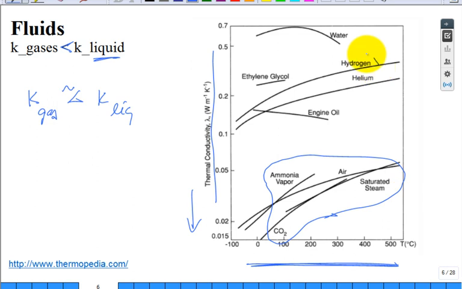But we sneak up here and we see hydrogen and helium. Guess what? They're a gas as well. Not only that, they're a really good ideal gas. What's special about hydrogen and helium that make them different than water vapor, ammonia vapor, carbon dioxide, air, which are gases also, but they're down in this vicinity?